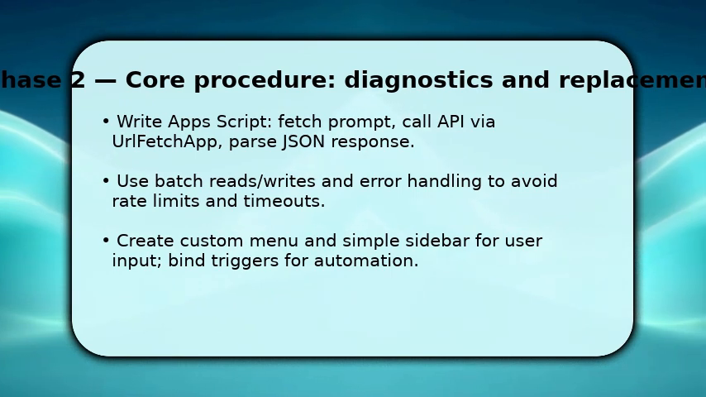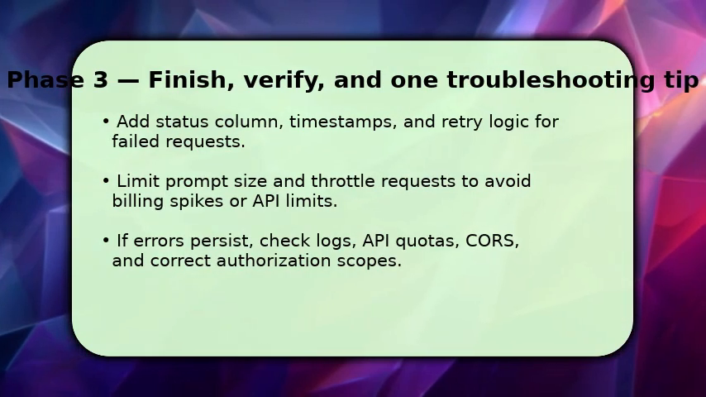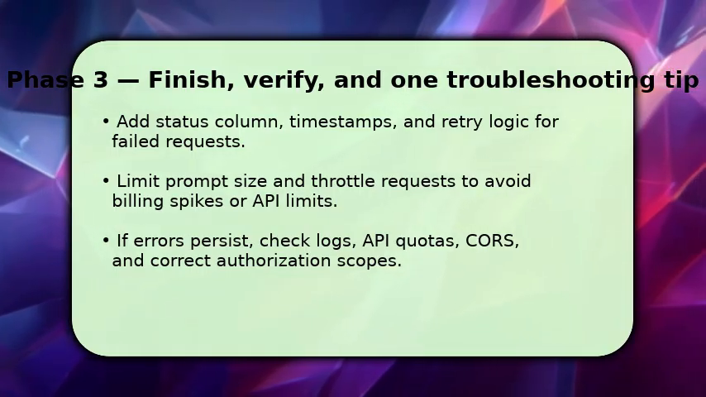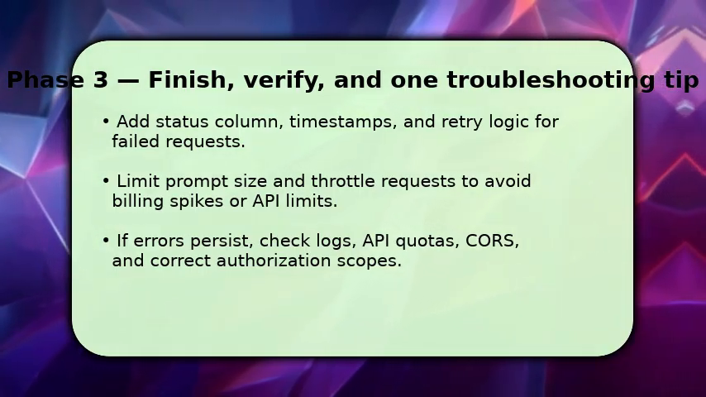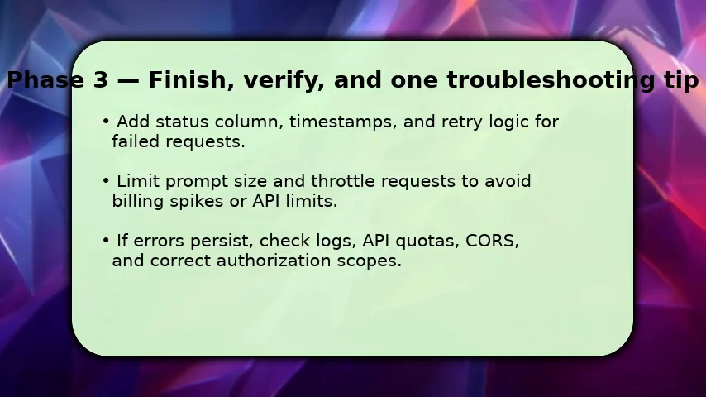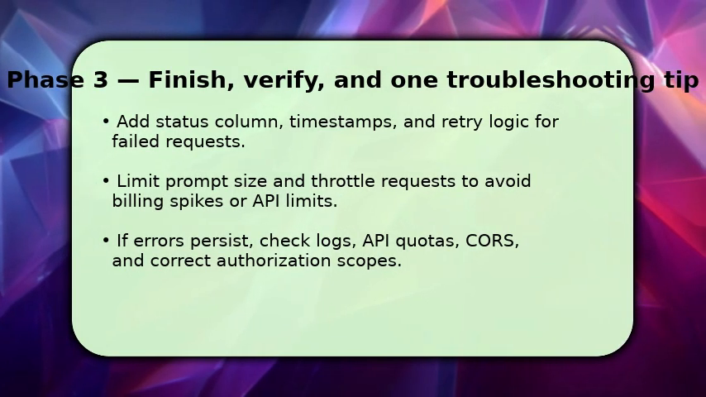You complete the system by adding status markers and timestamps so you can track processed rows and failures. Implement retry logic with exponential backoff for transient errors. Make sure to enforce prompt size limits locally and throttle requests to control cost and avoid hitting quotas.